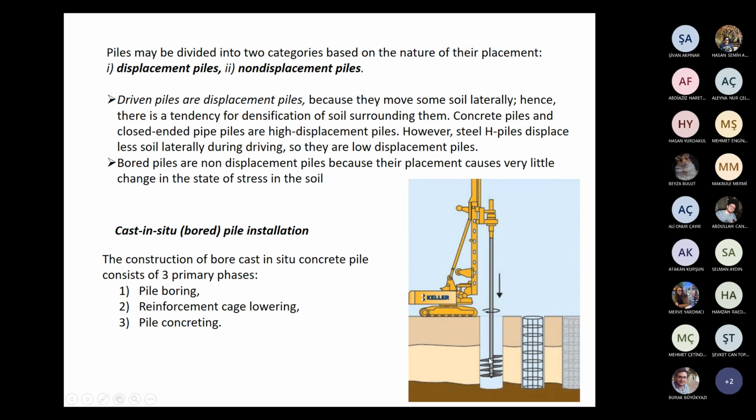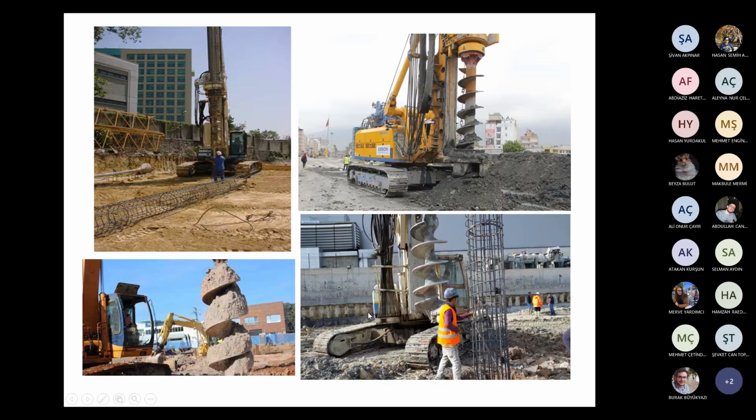In general, a cast in situ pile starts with making a hole, and then cage-style reinforcement and concreting. This method consists of three primary phases: hole digging, cage (reinforcement) lowering, and concreting. Let me show in the picture. Yes, this is the cage reinforcement.